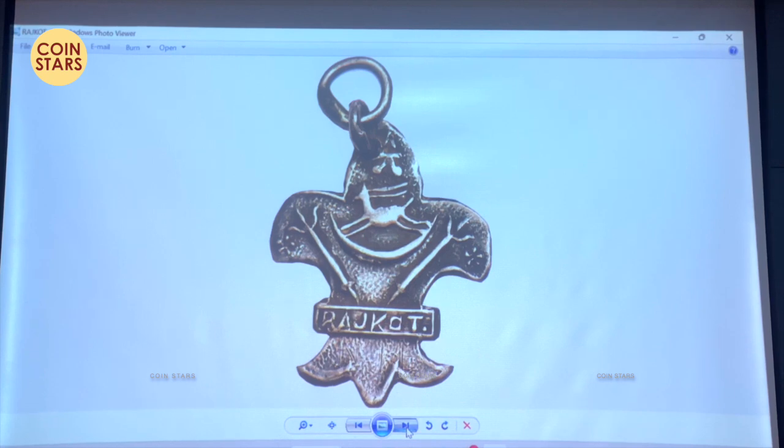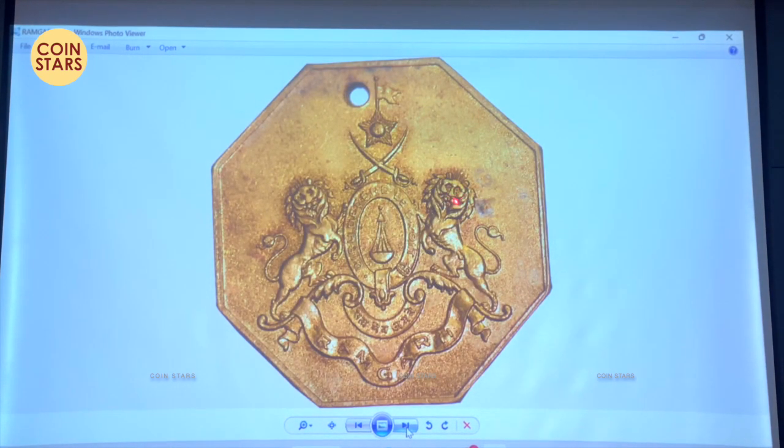Next. This is a token kind of badge with a sun face and flag. This is a place called Ramgarh in Madhya Pradesh. Maybe the king was very much fond of justice, so he has only one taraju here. And the lion here seems to be laughing.